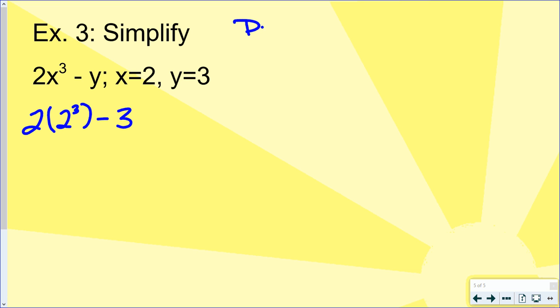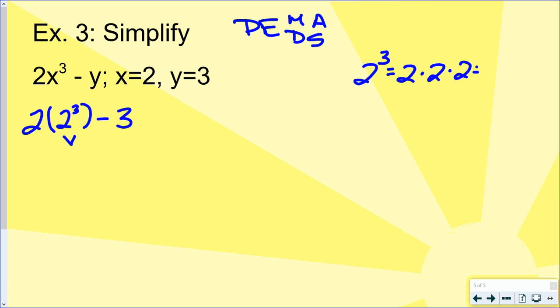So get back to it, P-E-M-D-A-S. Are there parentheses? Yes. So we're going to do this first. So we're going to do the 2 to the third power. So 2 to the third power, again, that doesn't mean 2 times 3. That means 2 times 2 times 2. So that's 8. So now I have 2 times 8 minus 3.